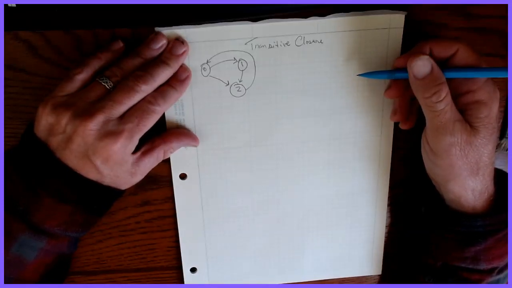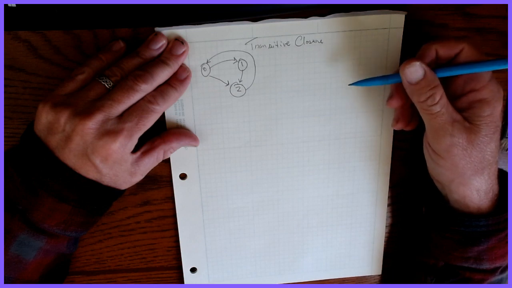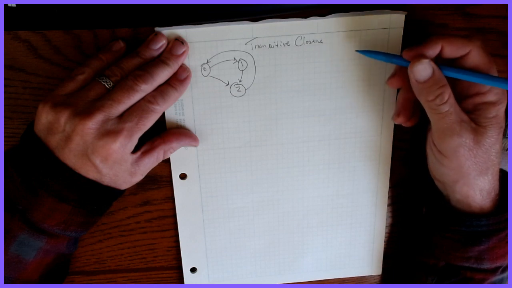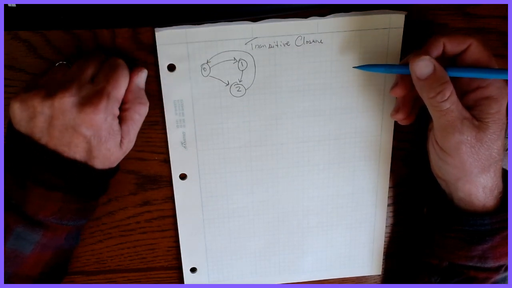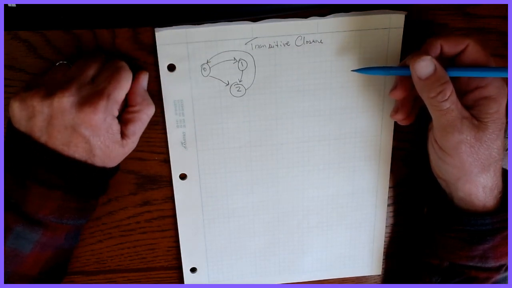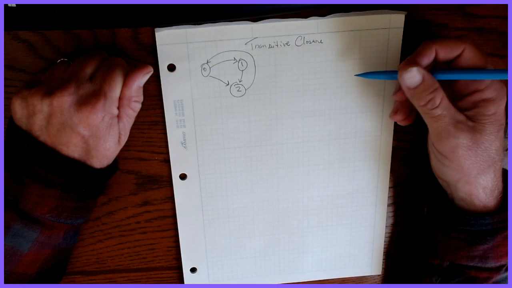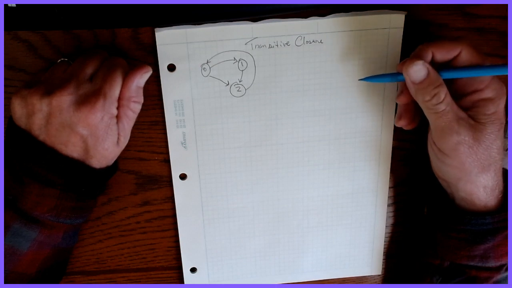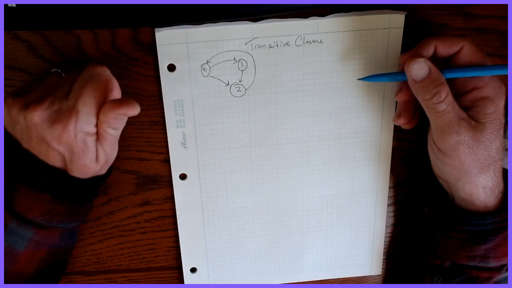All right, folks, welcome back to data structures. We're doing some more stuff with our graphs. This topic is going to be transitive closure. Transitive closure is kind of a cool matrix multiplication trick that we can use to identify the existence of paths from one vertex to another.